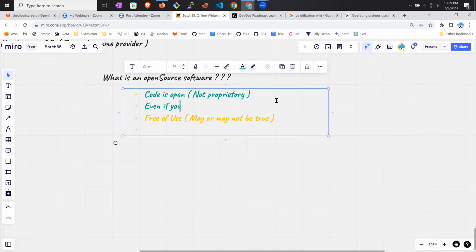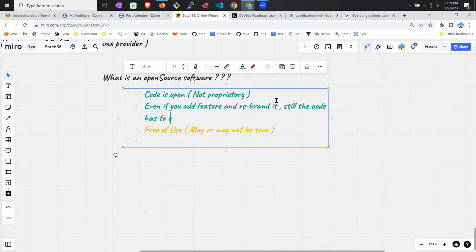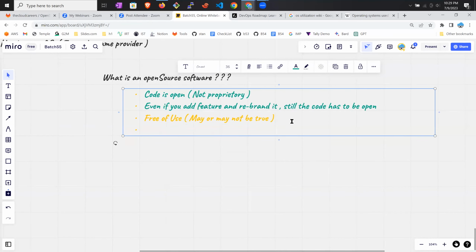Even if you add features and rebrand it, still the code has to be open. This is the fundamental rule. And the second thing, free of use. This may or may not be true.